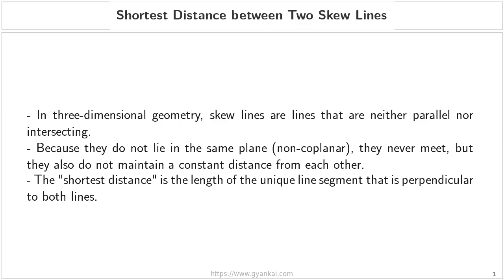The shortest distance we are looking for is the length of that one unique, specific line segment that connects the two lines and hits both of them at a perfect 90-degree angle. In other words, it is the length of the line segment that is perpendicular to both lines. In the next slide, we will look at the geometric setup and the vector equations we use to calculate this distance.